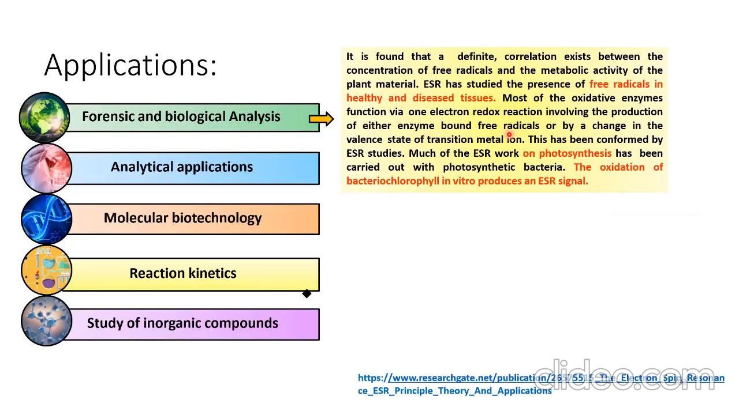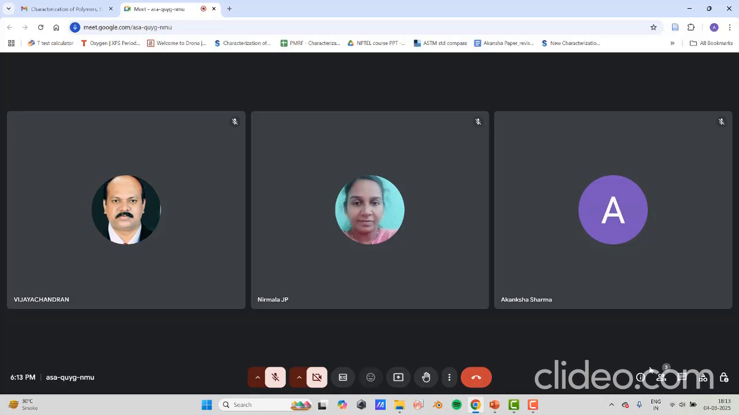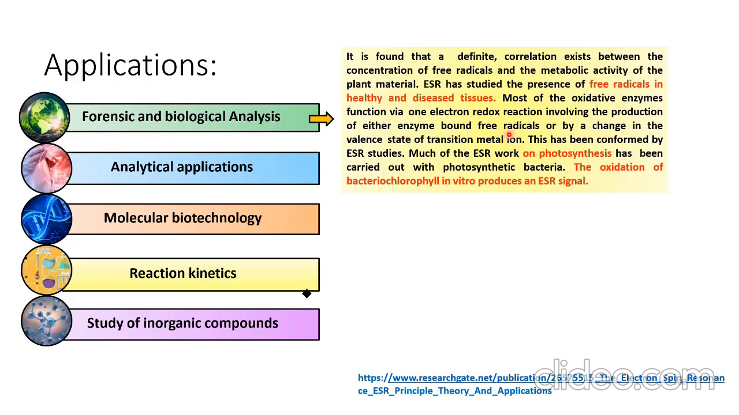So the applications of this: it is found that a definite correlation exists between the concentration of free radicals and the metabolic activity of the plant material. So in those cases, the free radicals in healthy and diseased tissues can be studied, and most of the oxidative enzyme functions via one electron redox reaction involve the production of either an enzyme bound free radical or a change in the valence state of a transition metal ion. So those kinds of things you can check.